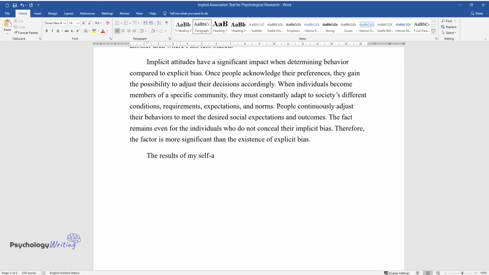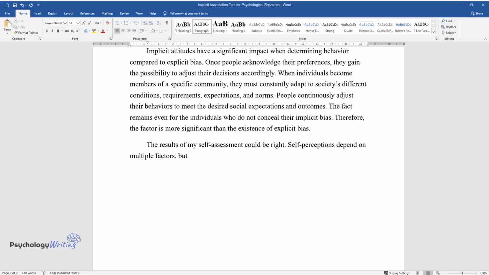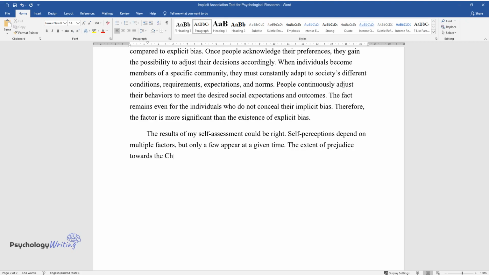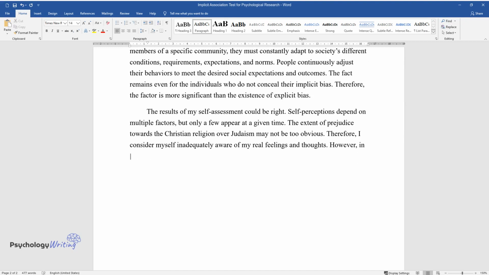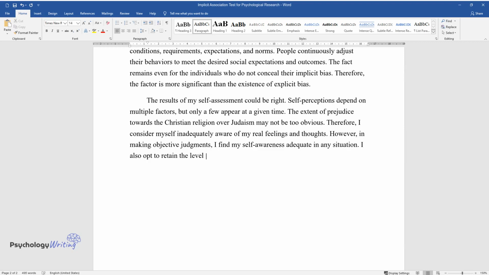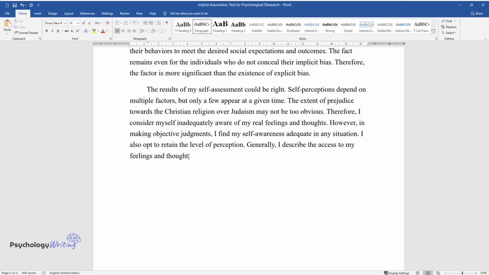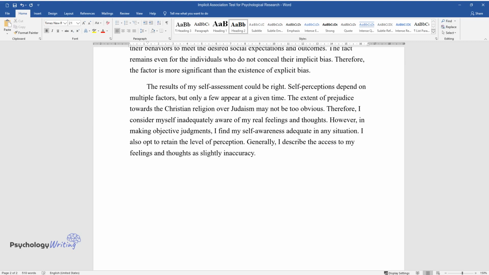The results of my self-assessment could be right. Self-perceptions depend on multiple factors, but only a few appear at a given time. The extent of prejudice towards the Christian religion over Judaism may not be too obvious. Therefore, I consider myself inadequately aware of my real feelings and thoughts. However, in making objective judgments, I find my self-awareness adequate in any situation. I also opt to retain the level of perception. Generally, I describe the access to my feelings and thoughts as slightly inaccurate.